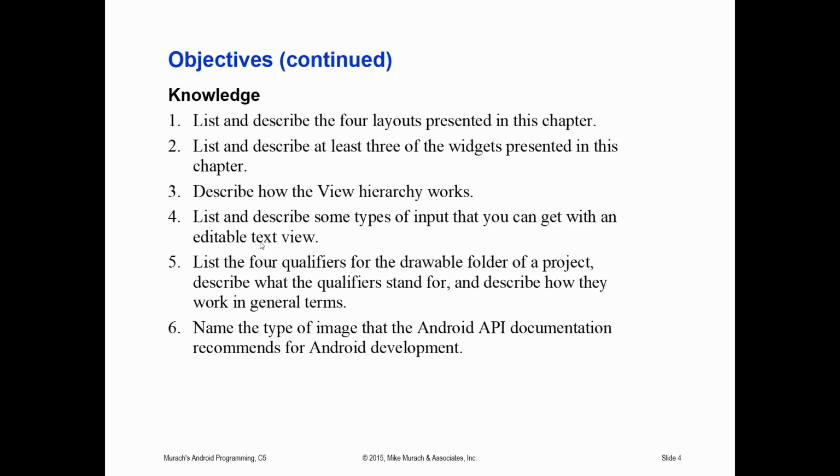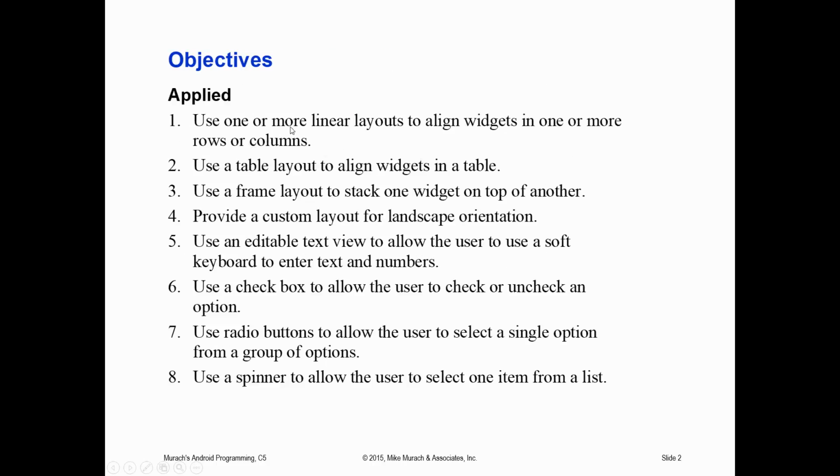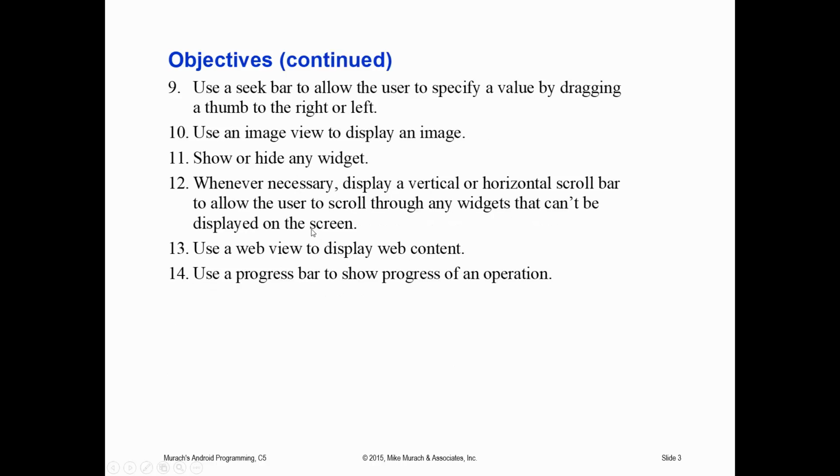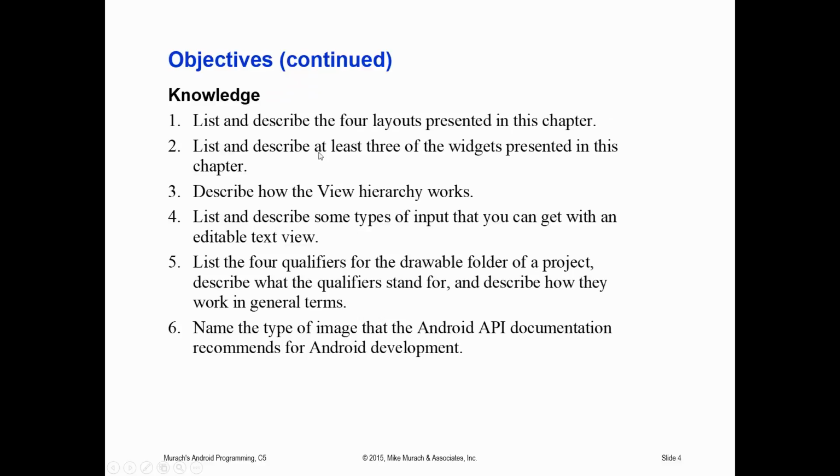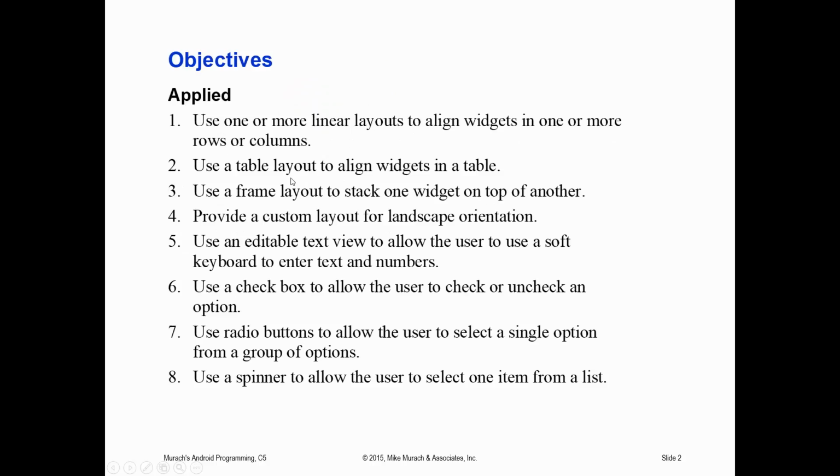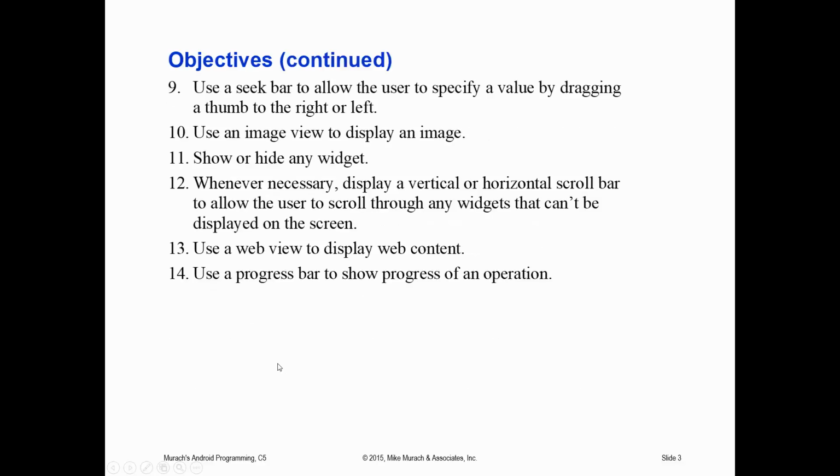Going on. These are our knowledge objectives. List and describe the 4 layouts presented in this chapter. So again, we're going to talk about linear layout, table layout, frame layout, and custom layout. List and describe 3 of the widgets, so they will talk in much depth about editable text views, checkboxes, radio buttons, spinners, seek bars, and image views.